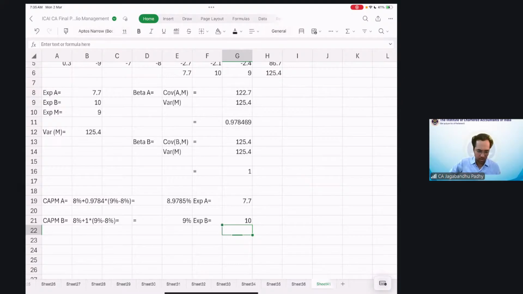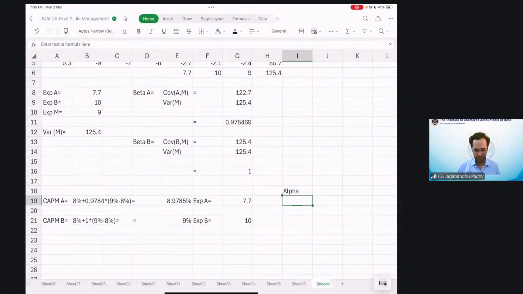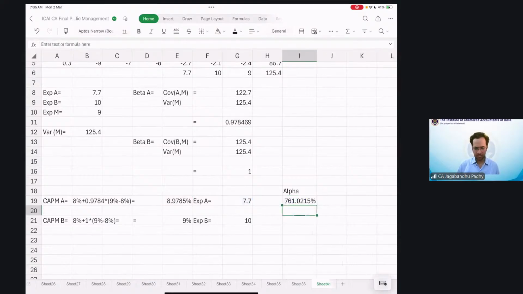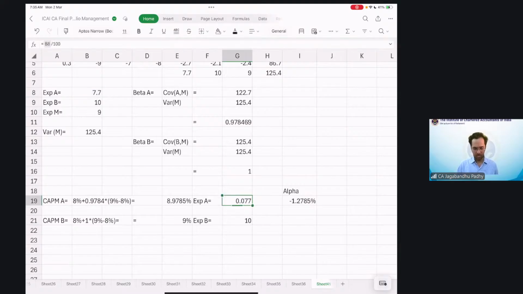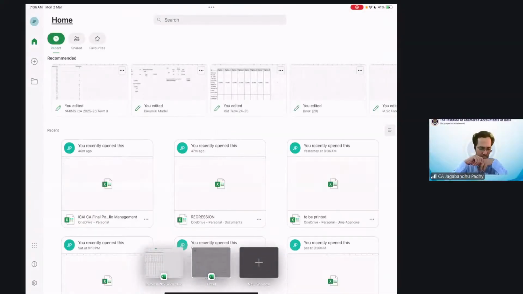So CAPM return of A is 8.97, and this is 9%. If you look at which one is having a positive alpha, it's expected return minus the CAPM return. Let me make it as percentages. Oh, my bad, that just crashed. Just a moment.